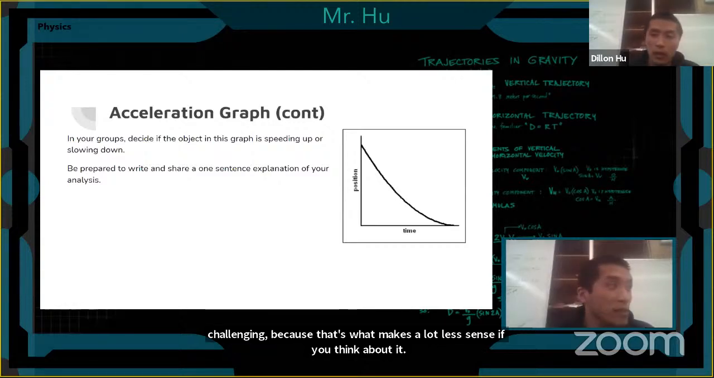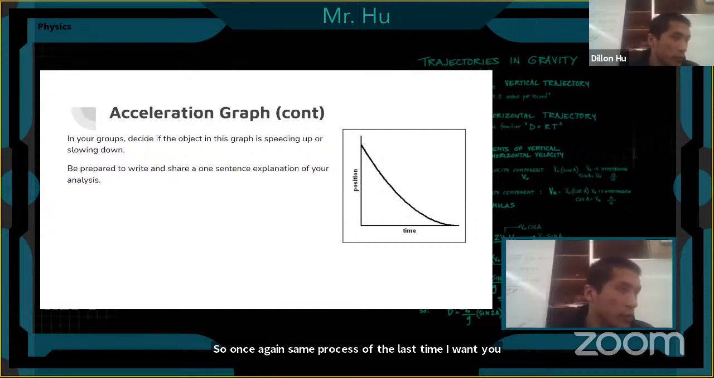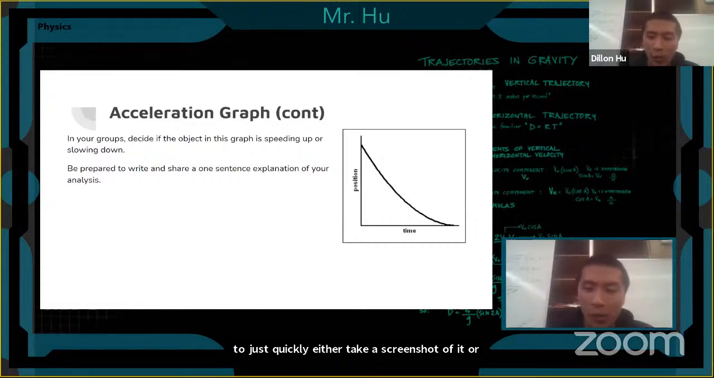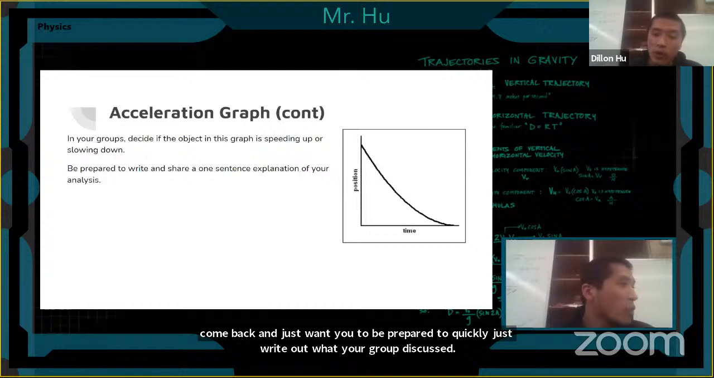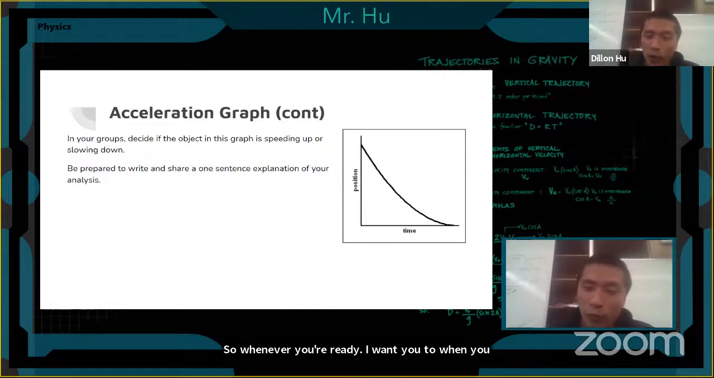I want you to just quickly either take a screenshot of it or jot down what the graph looks like, or remember what it looks like. And then I'm going to put you in your groups. And then when we come back, I just want you to be prepared to quickly write out what your group discussed. Whenever you're ready and you have your graph recorded, I'm going to open your breakout groups again, and then I'm going to let you decide whether it's speeding up or slowing down.